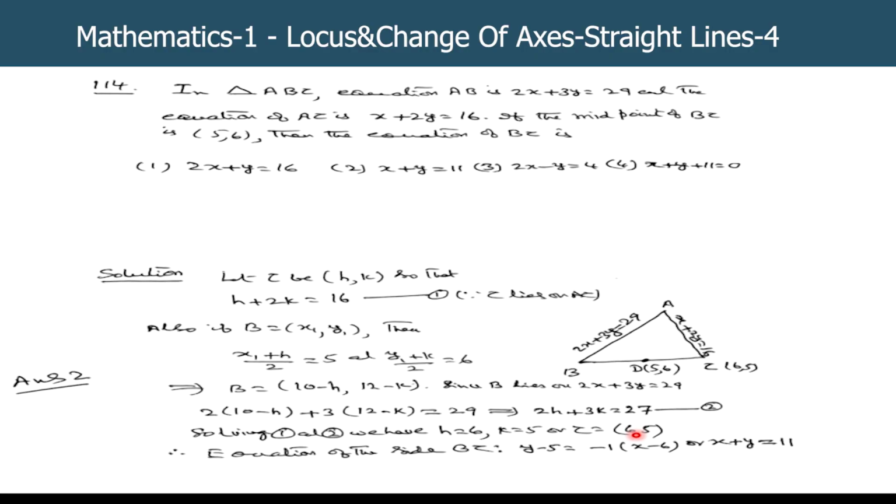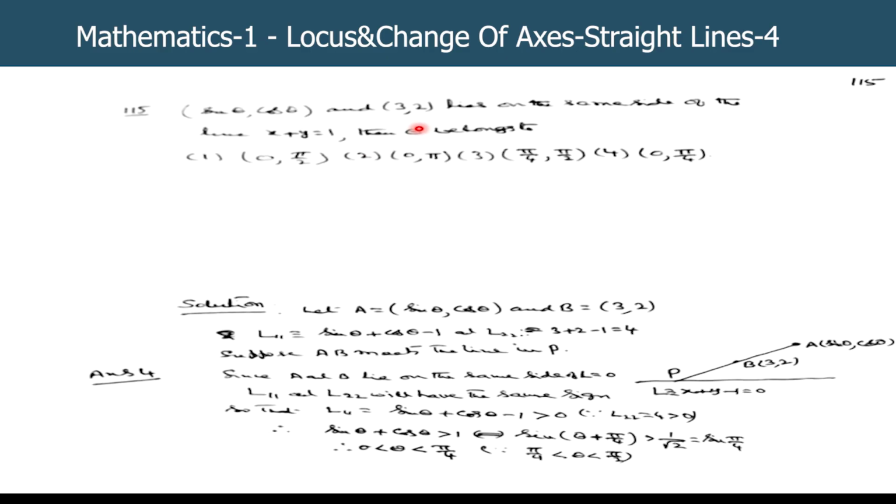So therefore, the equation of BC is y minus 5 is equal to minus 1 into (x minus 6), or x plus y is equal to 11. Because the slope of BC is nothing but the slope of the line joining C and the midpoint, which is (5 minus 6)/(6 minus 5), equal to minus 1. So that's why its equation is y minus 5 is equal to minus 1 into (x minus 6), or x plus y is equal to 11. So option number 2.